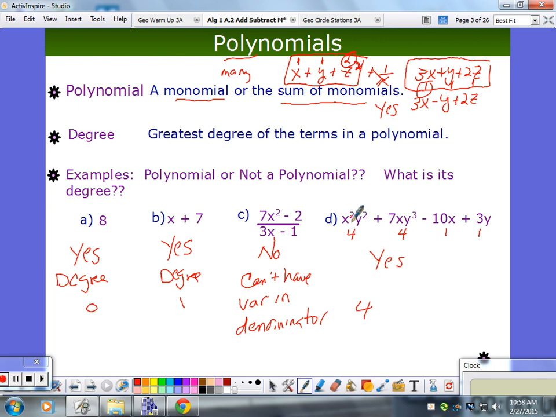How many variables do I have? I've got 2 x's and 2 y's, so 4. I've got 1 x and 3 y's, so there's 4 variables. There's 1 variable. Take the biggest, and that's your polynomial degree.